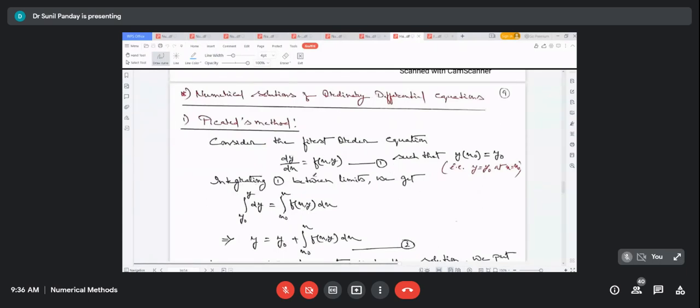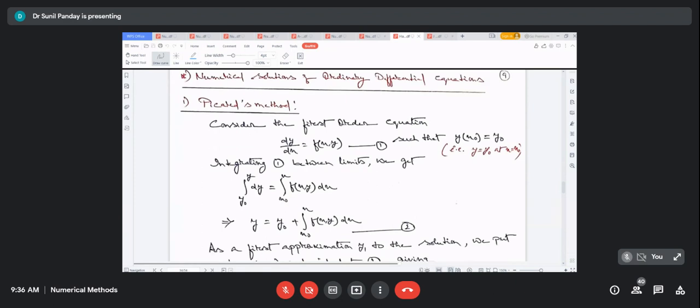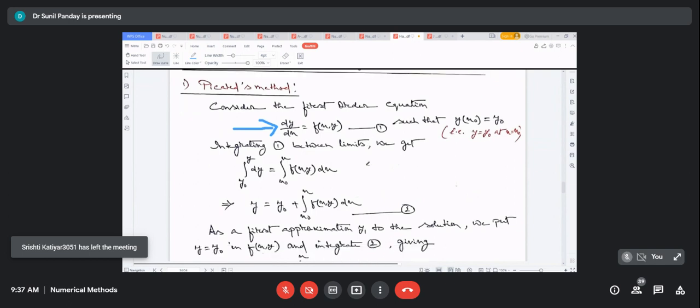I think these handwritten notes are also visible to all of you. So we were discussing Picard's method. Here we have a first order initial value problem, dy by dx equals f of x y, where f of x y is a function of x and y, and then we have y of x naught equals y naught.